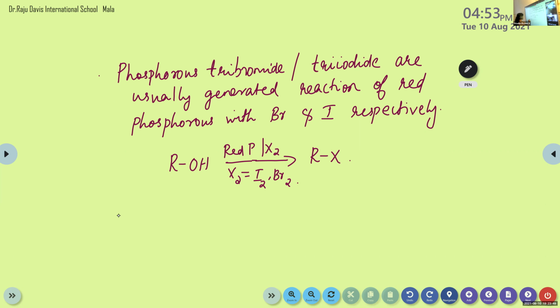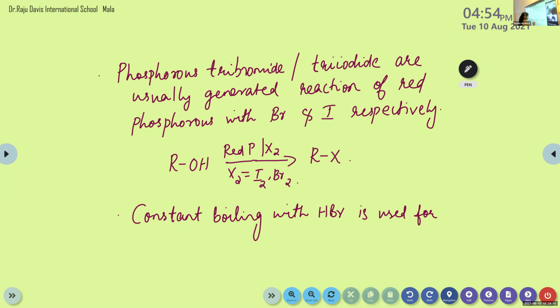Then another method, constant boiling with HBr. Constant boiling with HBr is used for preparing alkyl bromide.